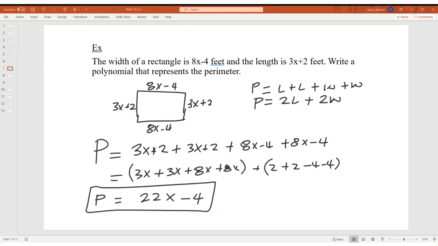Any question on this example? So this is one of the applications of adding polynomial expressions: finding the equation for the perimeter. If you know x, you can find the perimeter. So that is what is called a variable. We don't know the x value, it's an unknown value, it's a varying value. So we use x to represent an unknown value. Okay, any question?